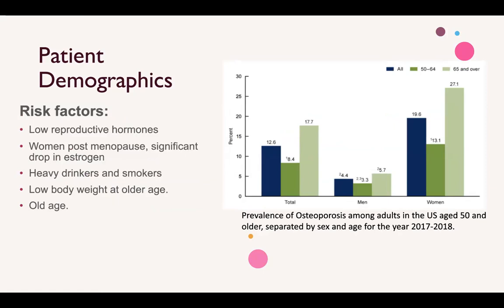Another big risk is heavy drinking and smoking. Low body weight and older age are both big risks for osteopenia and osteoporosis because they are linked to having lower bone density, lower bone mass. The figure to the right displays the increase of osteoporosis by age and the difference between prevalence in women and men and how it grows as people get even older.